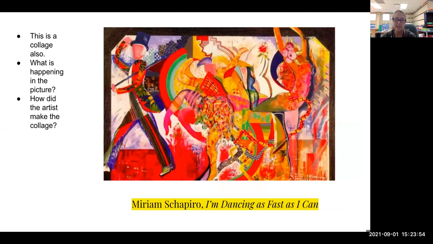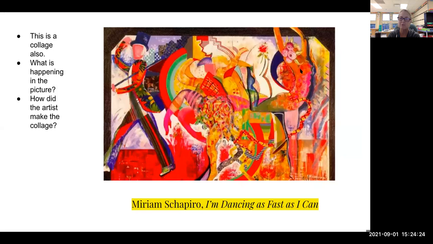In this one, actually, it's a combination of using scraps of material and other scraps of paper, but they also use some paints on top of it to create the picture. This one's by Miriam Schapiro, and it's called I'm Dancing as Fast as I Can. You can see that there are some dancers in this picture, this man with the top hat and the stick here. And here's a woman, here's her head, and you can see her arm here and her body, and she's got one knee up, and here's her other leg.